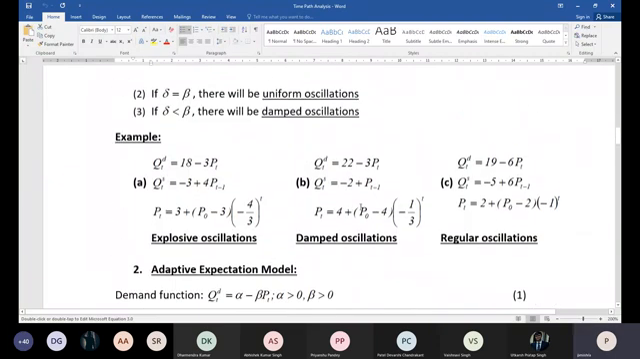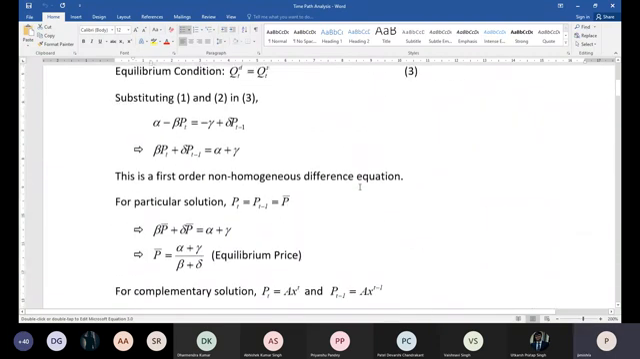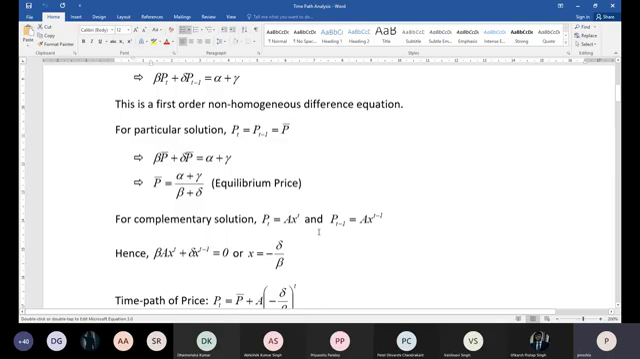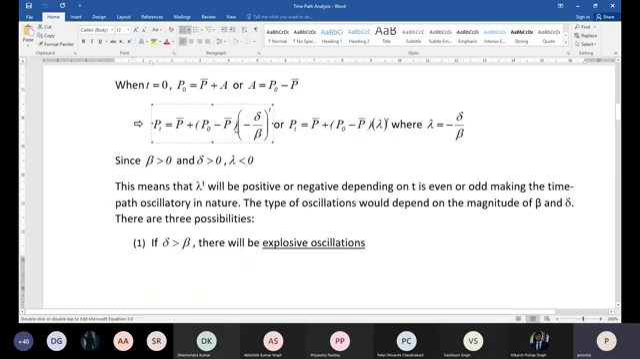So there are three alternative possibilities here. Anyway, here we are assuming that quantity demanded depends on current price, but quantity supplied depends on previous price. And in the process we get the time path of price, and the nature in this particular model would be oscillatory, but whether it will be damped, explosive or regular oscillations depends on the value of delta and beta.